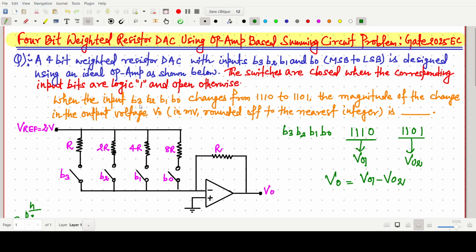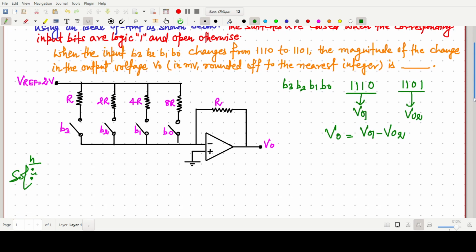So when the input B3 B2 B1 B0 changes from 1110 to 1101, I am calling the outputs V naught 1 and V naught 2. We have to find the change in the output voltage V naught in millivolt. This is the question we have to find. This is nothing but simply a summing amplifier circuit. So how does the summing amplifier look?